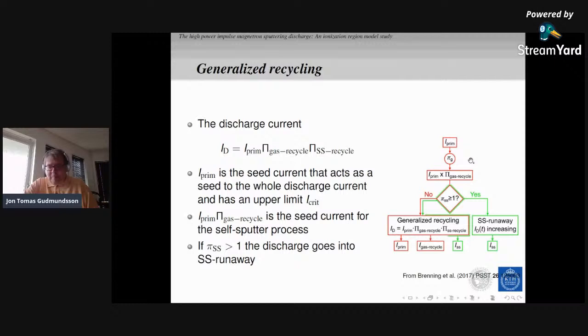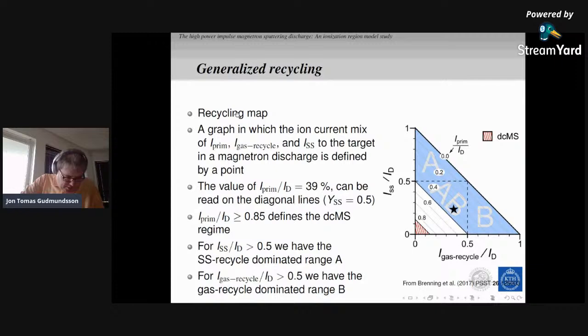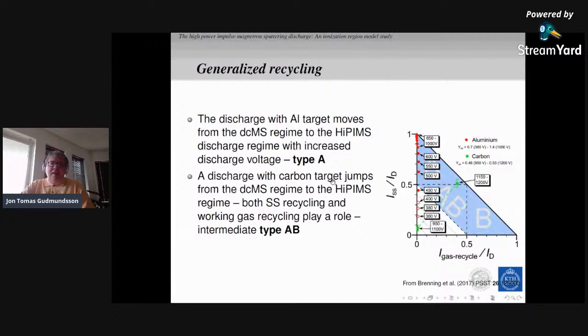Okay, and we can plot this into what we call a recycling map. We can define the different types of discharges on this map. So here we have the fraction of the current. On the y-axis, we have the fraction of the current that goes into self-sputtering. And on the x-axis, we have the fraction of the current that goes into gas recycling. So if we have a value here of the primary current over the total current as 39%, we can mark it here on the graph, and then we can read off this graph the fraction of the different currents. And if the primary current over the total current is, let's say, larger than 0.85, if almost all the current is only primary current, then we are here, and this is the DC discharge, DC magnetron sputtering regime. So this is basically the low current regime.